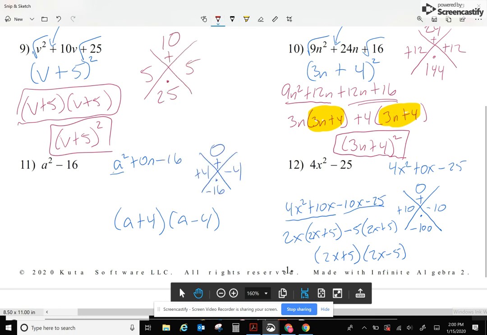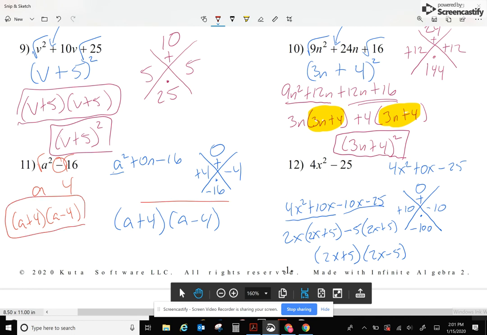However, this is a special case. It can be done differently. Let me get the square root of each. Looking back at 11, the square root of a squared is a. The square root of 16 is 4. There's a minus sign in between them. It works only if I have a minus sign in between them. Now, the a and the 4, I'm going to use those. My parentheses are going to be a plus 4 and a minus 4. One of my parentheses has a plus, the other one has a minus. If you notice, my answers are the same thing.